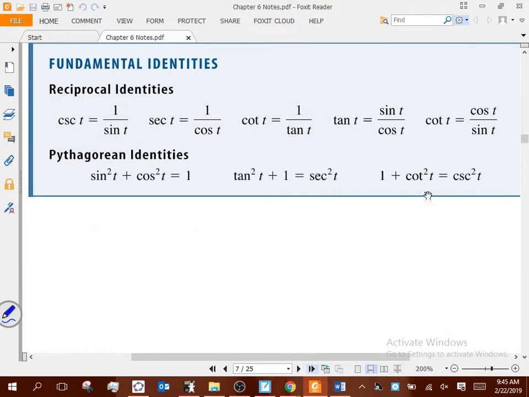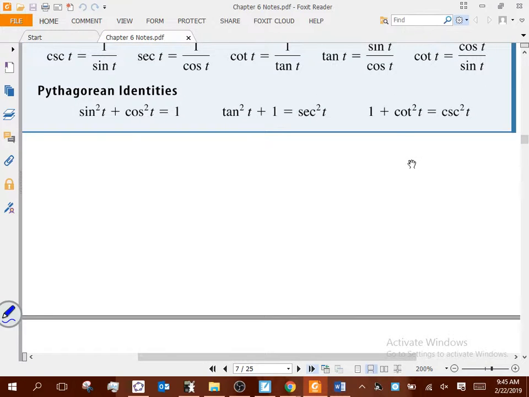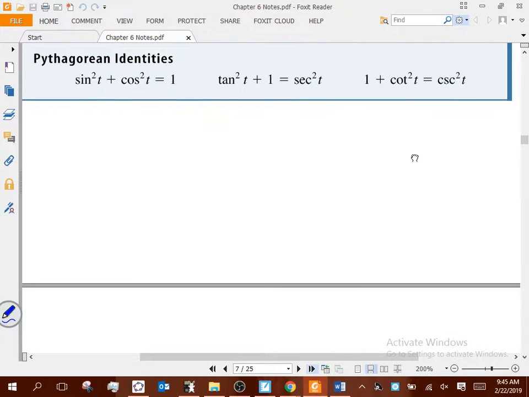All right, let's talk about these last three. Okay, these last three are very similar.